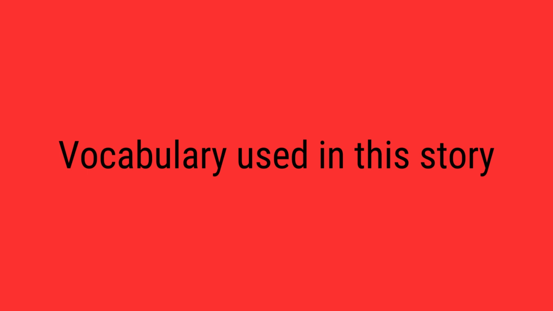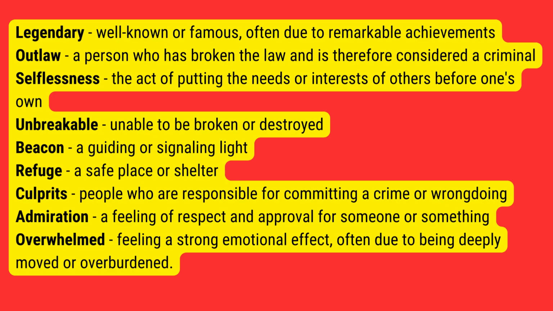Let's get on to the vocabulary used in the story. Legendary is well-known or famous, often due to remarkable achievements. Outlaw is a person who has broken the law and is therefore considered a criminal. Selflessness, the act of putting the needs or interests of others before one's own. Unbreakable, unable to be broken or destroyed.